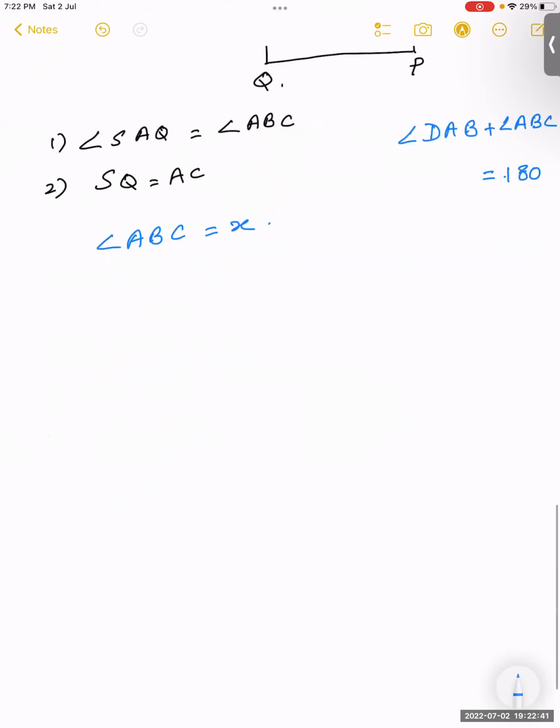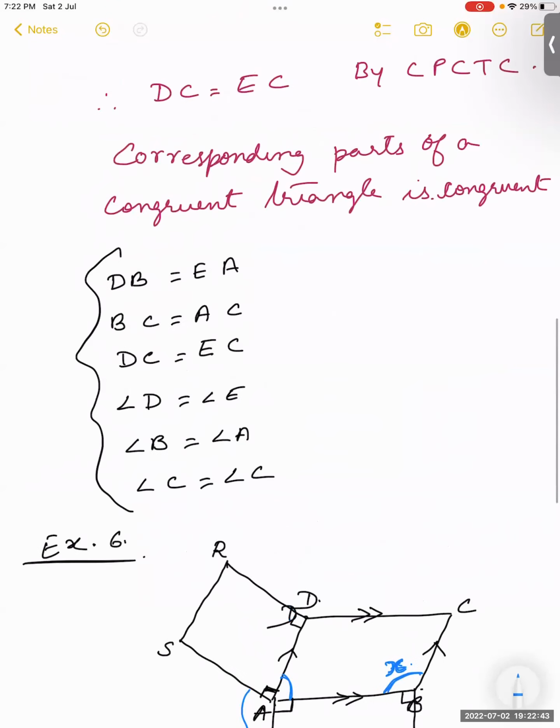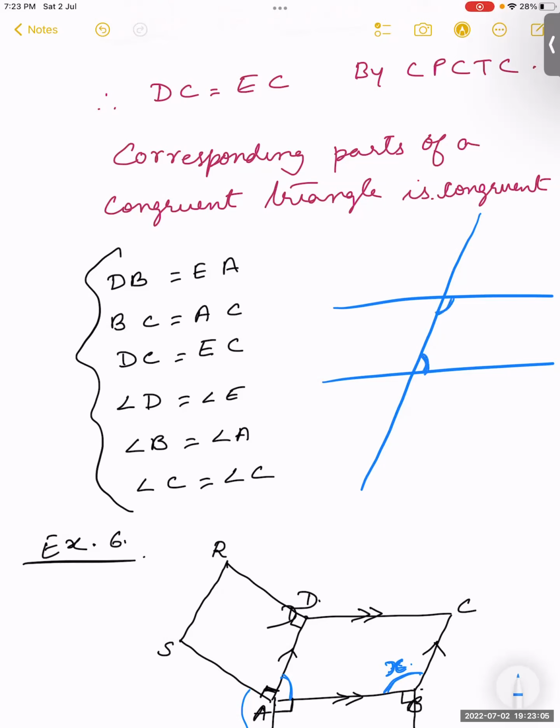You have learned the transversal concept, probably in 7th or 8th. Parallel lines, a transversal passes through the two parallel lines, right? So what is the sum of co-interior angles? It's always 180 degrees, is it not?